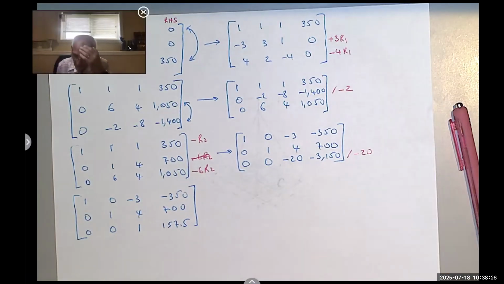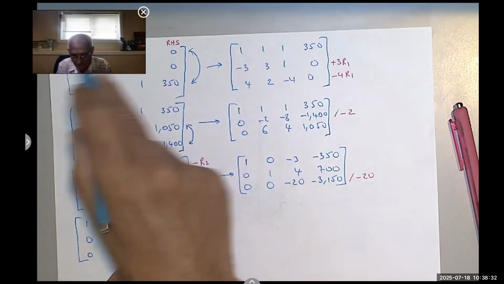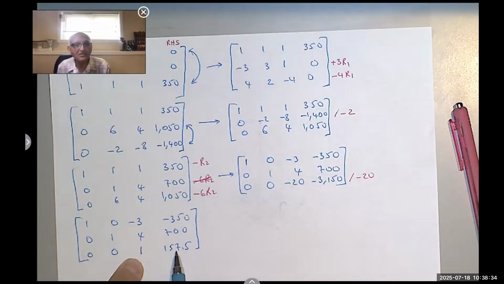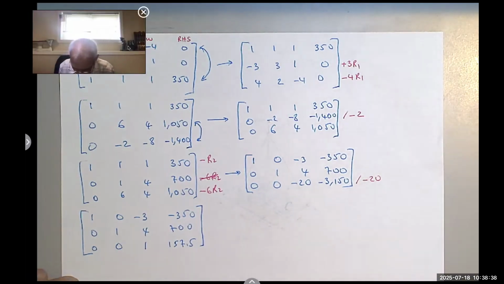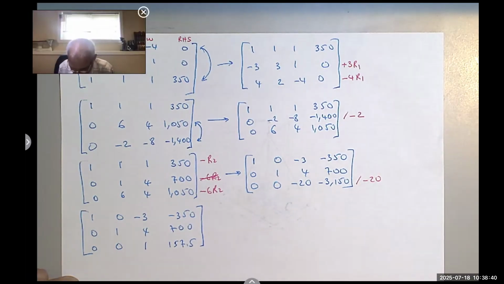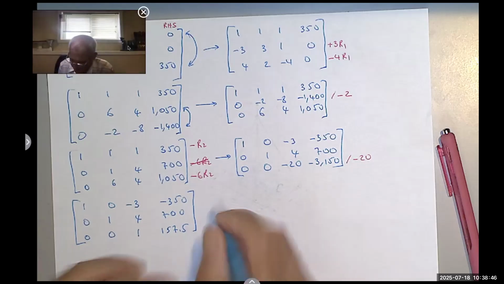And right now, I already found W, notice UVW. W is 157.5. I can write this right away. W equals 157.5. Now, let's see what we are going to do after that.